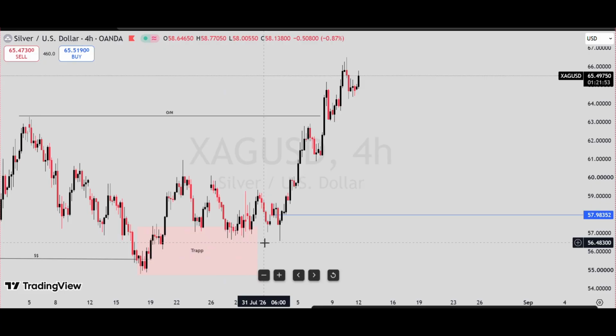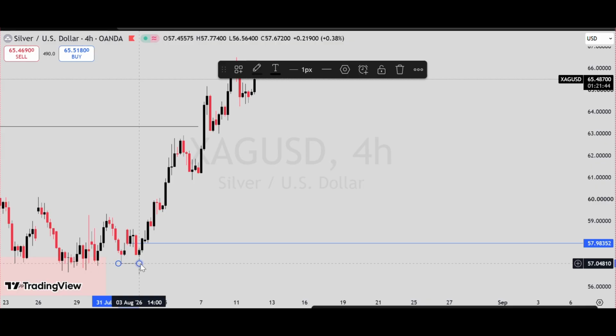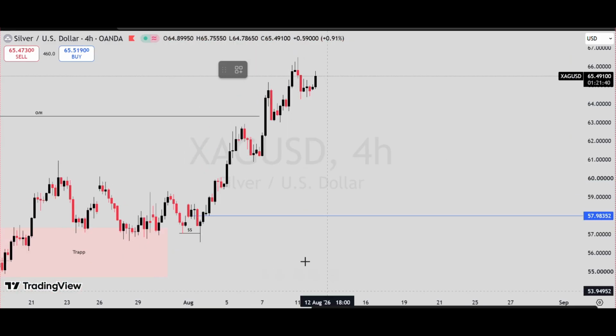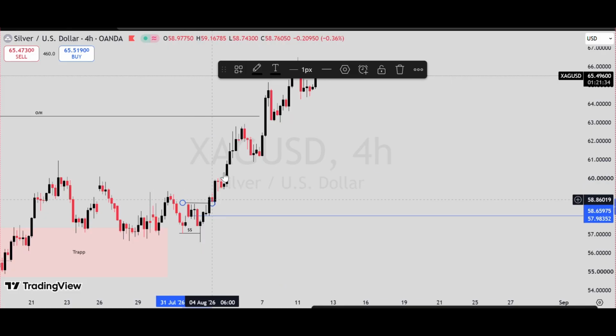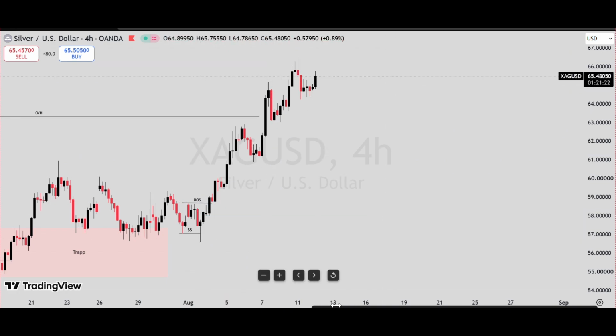So since we know that this place is trapped, we can also see here that the market sweeps something from this point here. And we have this break of structure to the upside. Therefore, this forms my liquidity block. Now that I have a liquidity block, I now know that this zone is a protected zone.